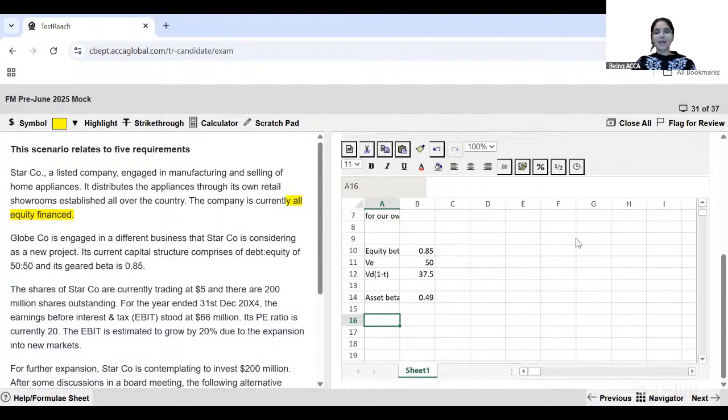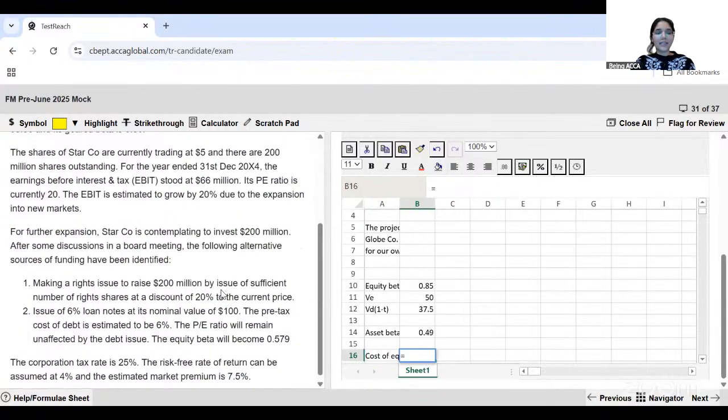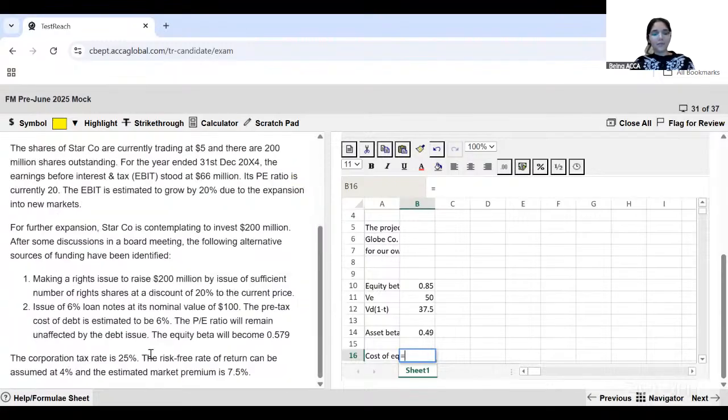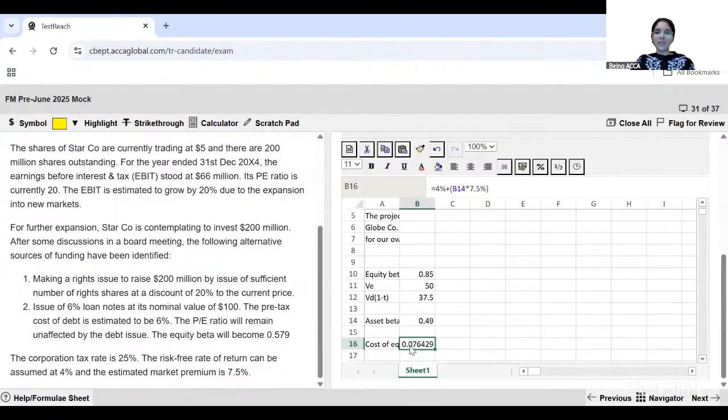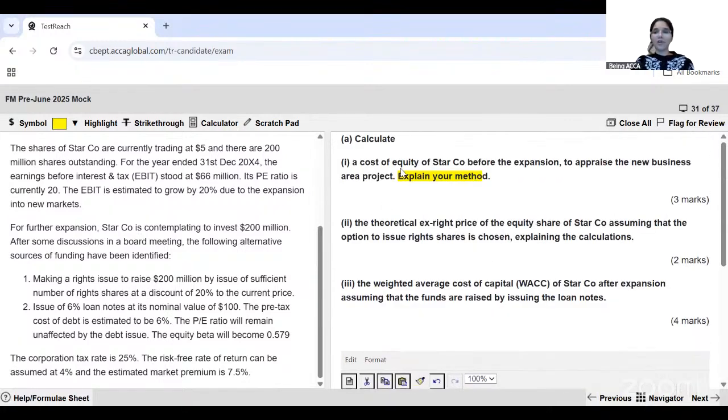So now I start off with calculating the cost of equity. Cost of equity we do using the CAPM formula. CAPM formula is going to look like this. We take in the risk-free rate, which is 4%, and then we add to it beta multiplied by the premium. The premium is itself given, so we do not have to subtract the risk-free from it. So this is what my cost of equity is going to look like. We can convert this to a percentage. 7.64 is what the cost is going to look like. So this is the solution of the first part for 3 marks.